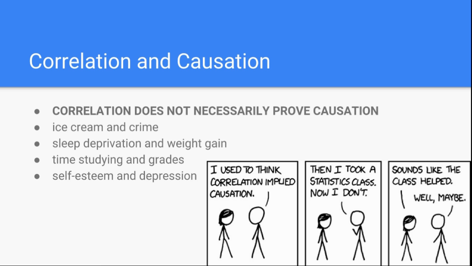And so again, correlation does not necessarily prove causation. There may be a causal link, but a correlation study doesn't tell you that. All a correlation study will tell you is when people eat ice cream, there's higher rates of crime. And those variables covary. It in no way implies that one is causing the other to occur.